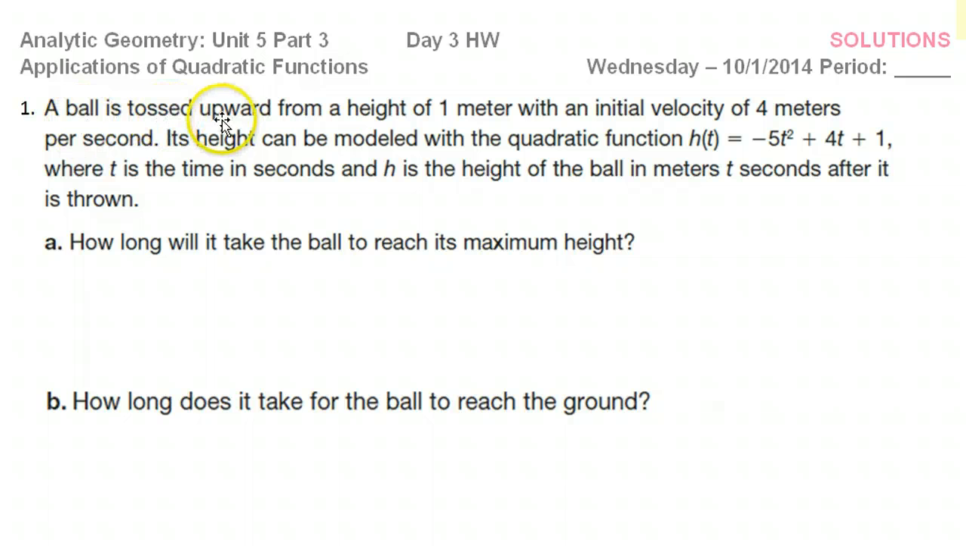A ball is tossed upward from a height of 1 meter with an initial velocity of 4 meters per second. Its height can be modeled with this quadratic function, where t is the time in seconds, h is the height in meters, t seconds after it is thrown. How long will it take the ball to reach its maximum height?